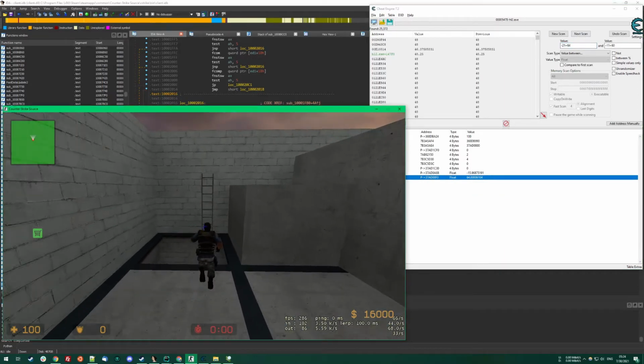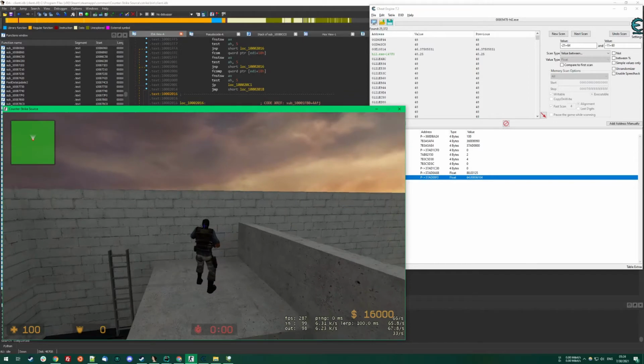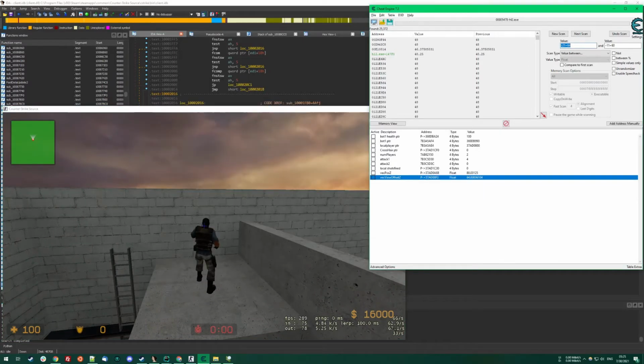Go back in game. You're going to change your altitude by, I don't know, moving up a ladder or climbing up a box. Then you're gonna do the same. So 88 is gonna be 83 without the minus, plus 64, and then 93 plus 64, and you're gonna hit next scan, and we already have 72 addresses here, which is more than enough probably.